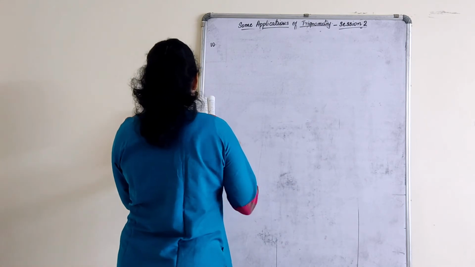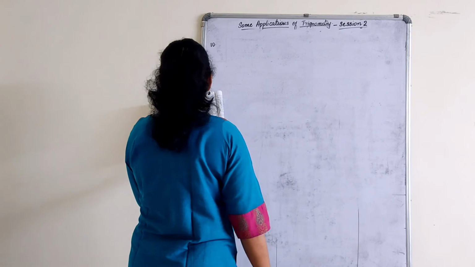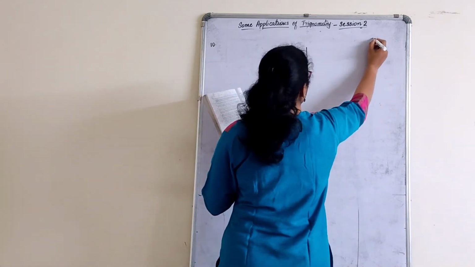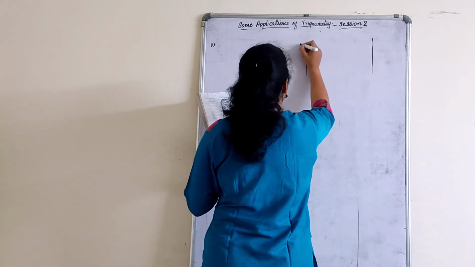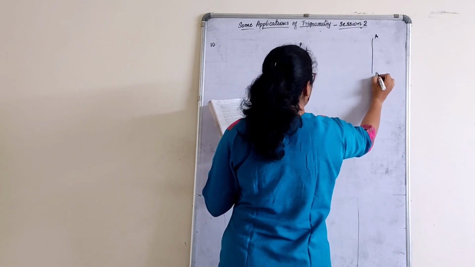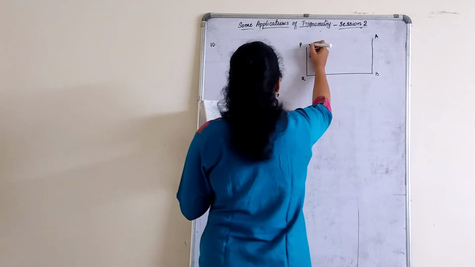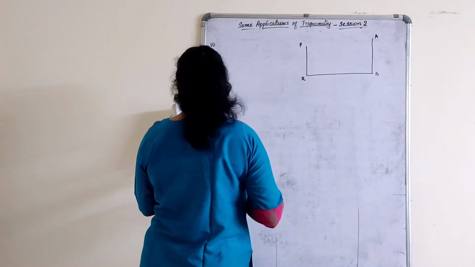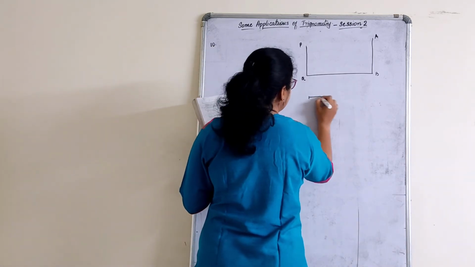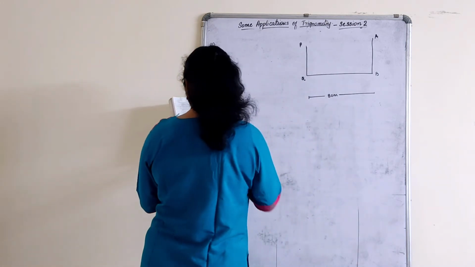10th one. Two poles of equal heights are standing opposite to each other on either side of the road. So two poles of equal heights. Let us consider these are the two poles. One is PQ and another is AB. So these are the two poles which are standing on either side of the road. Equal poles, so height is also the same, which are standing on either side of the road, which is 80 meter wide.